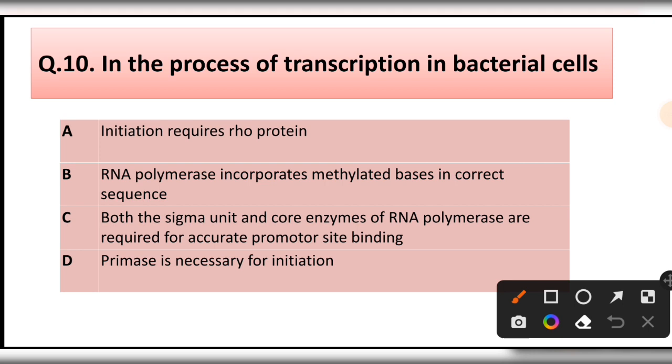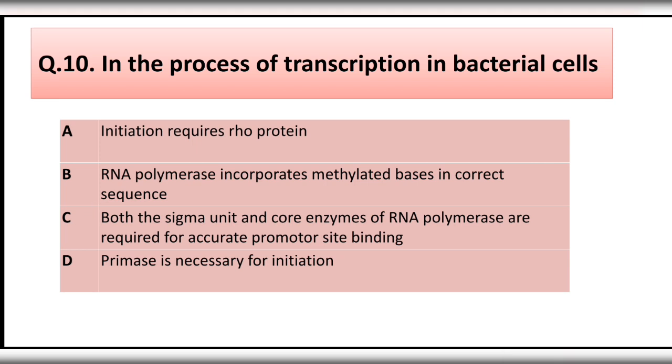Question 10. In the process of transcription in a bacterial cell, initiation requires rho protein. RNA polymerase incorporates methylated bases in correct sequence. Both the sigma unit and core enzyme of RNA polymerase are required for accurate promoter site binding. Primase is necessary for initiation. Correct answer is option C. Both the sigma unit and core enzyme of RNA polymerase are required for accurate promoter site binding.